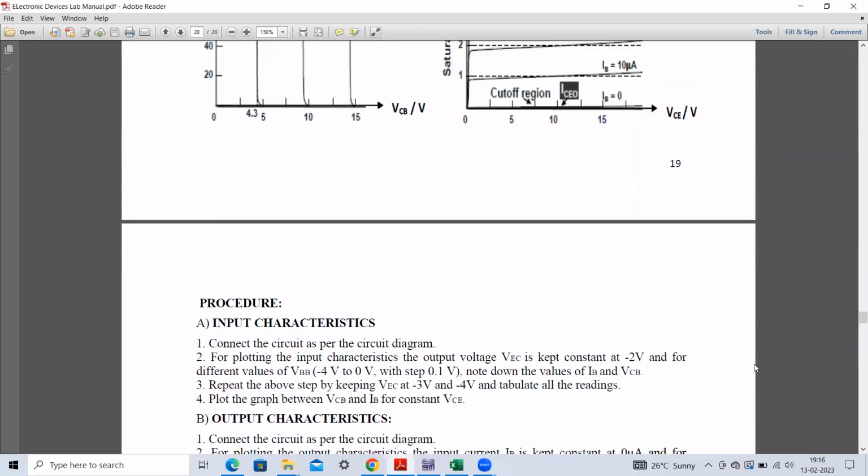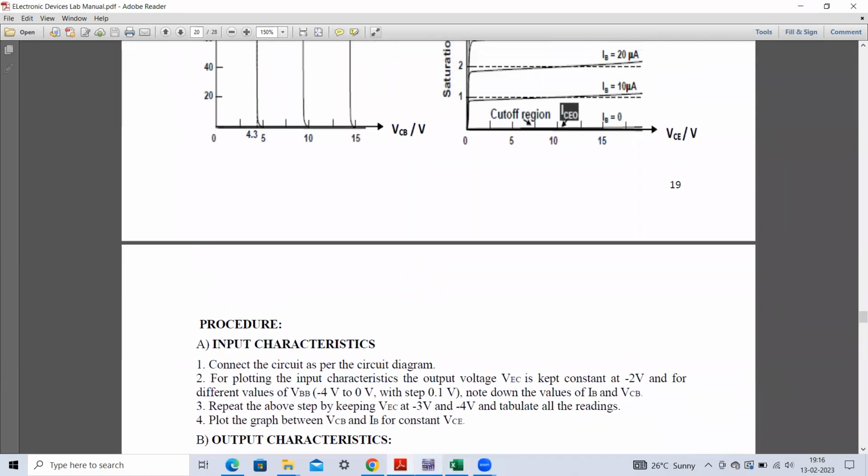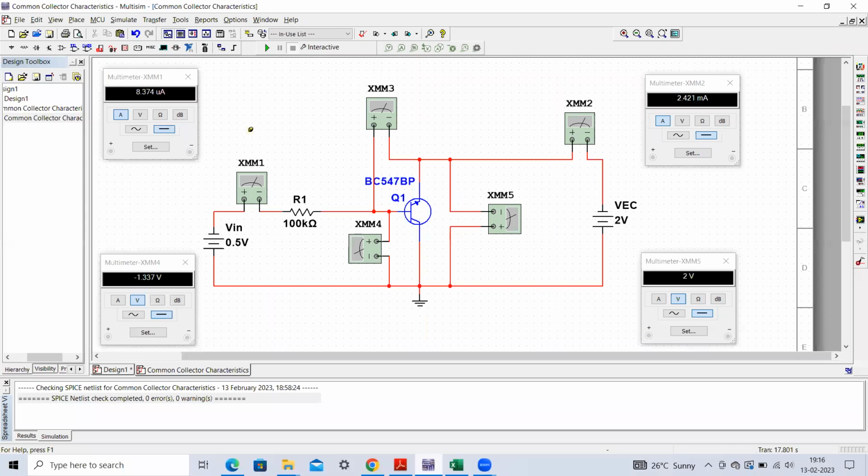So let's go to this MultiSim software. So this is our circuit, whatever I have shown there, the same circuit I have implemented onto this MultiSim. Here you can see that this is our NPN transistor. And this is my emitter terminal, this is your arrow sign. So here it is the emitter terminal. This is our base terminal, and this is our collector terminal.